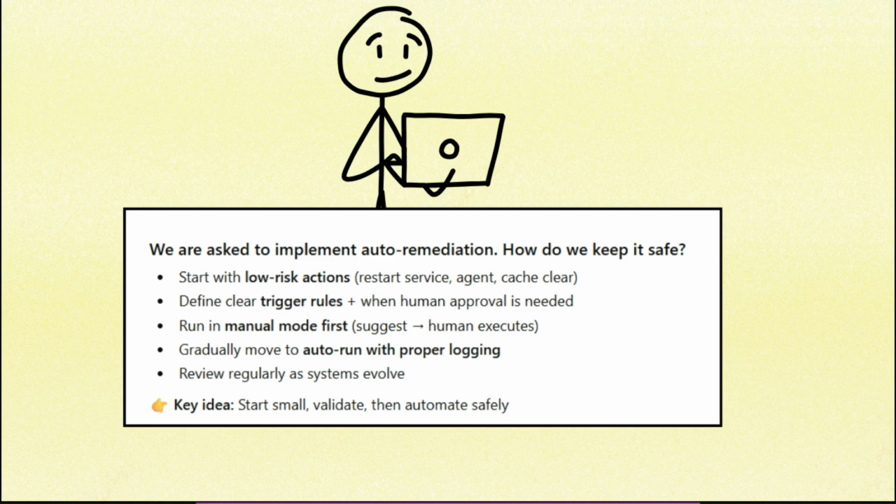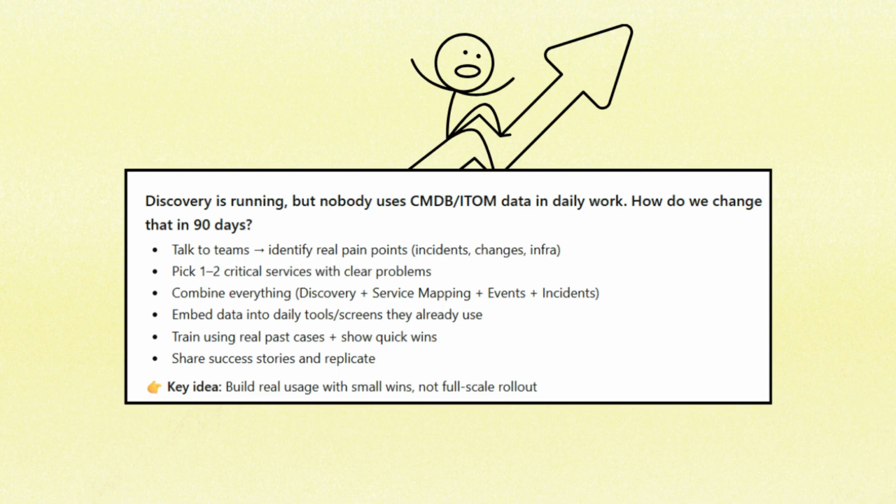So here our approach is simple. Automation with control, not automation by default. Finally, the last question is: discovery is running, but no one uses ITOM data. How do we change this in 90 days? It's a very good question.